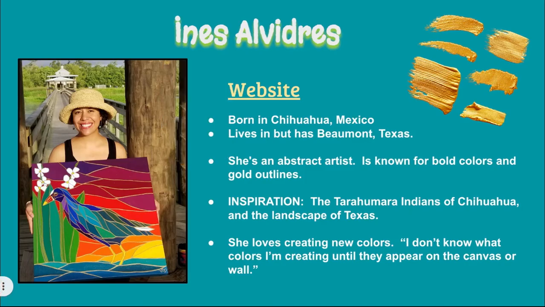So Ines Alvidres, as you can see, was born in Chihuahua, Mexico. She lives in Beaumont, Texas, and she is an abstract artist known for her bold colors and gold outlines. So when you talk about her inspiration, it's all about where she grew up, where she was born, and also where she currently lives, which is the landscape of Texas.